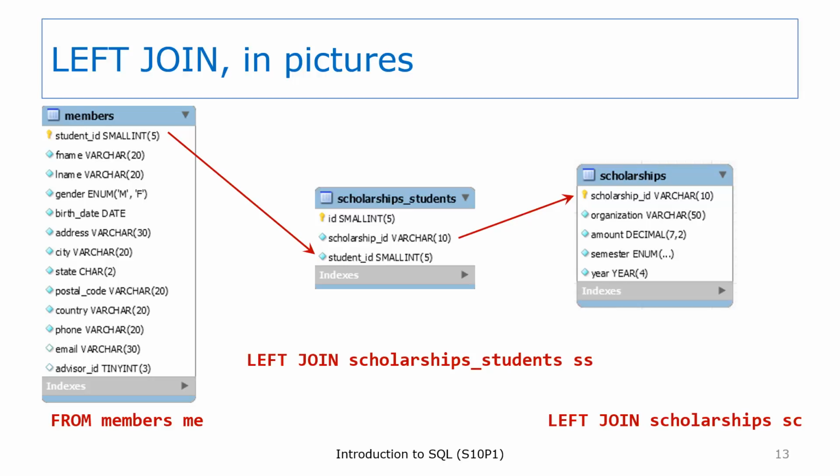The scholarships table is on the right. It is joined to the table to its left, the scholarship students table, on the scholarship ID value that appears in both of the tables. Again, because left join is specified as the join type, there will be a row in the result grid whether or not there is a row in the scholarships table that matches the scholarship ID value in the scholarship students table.